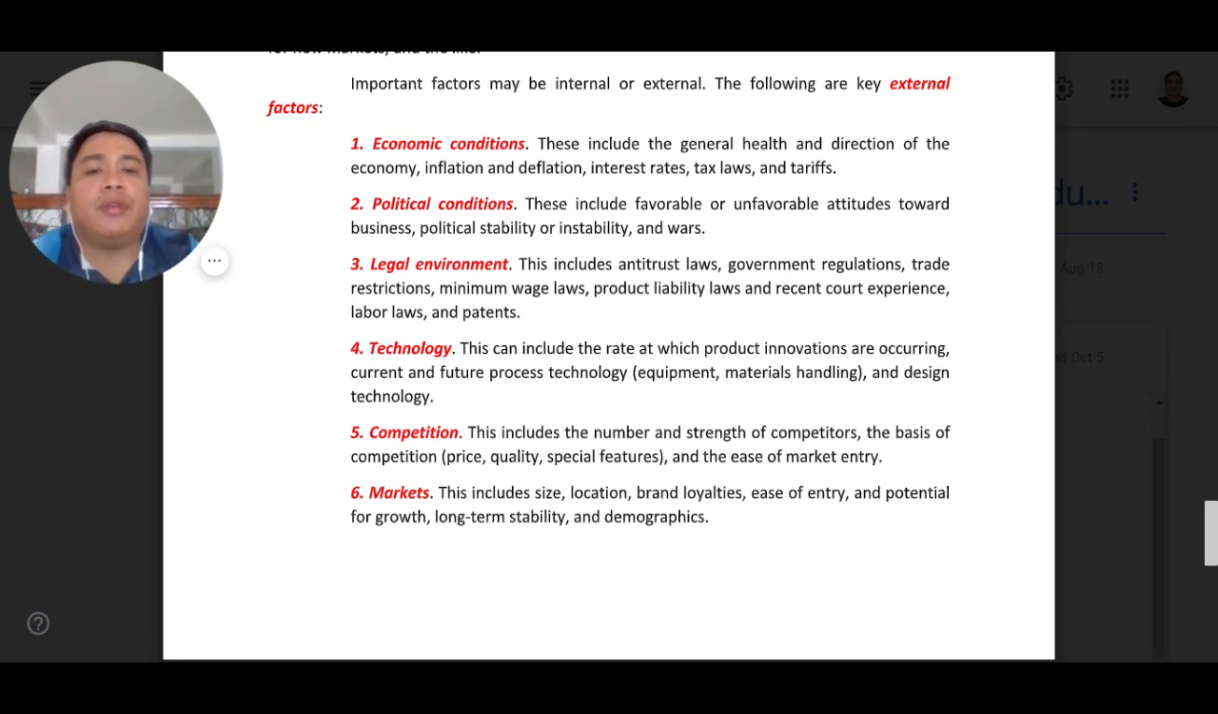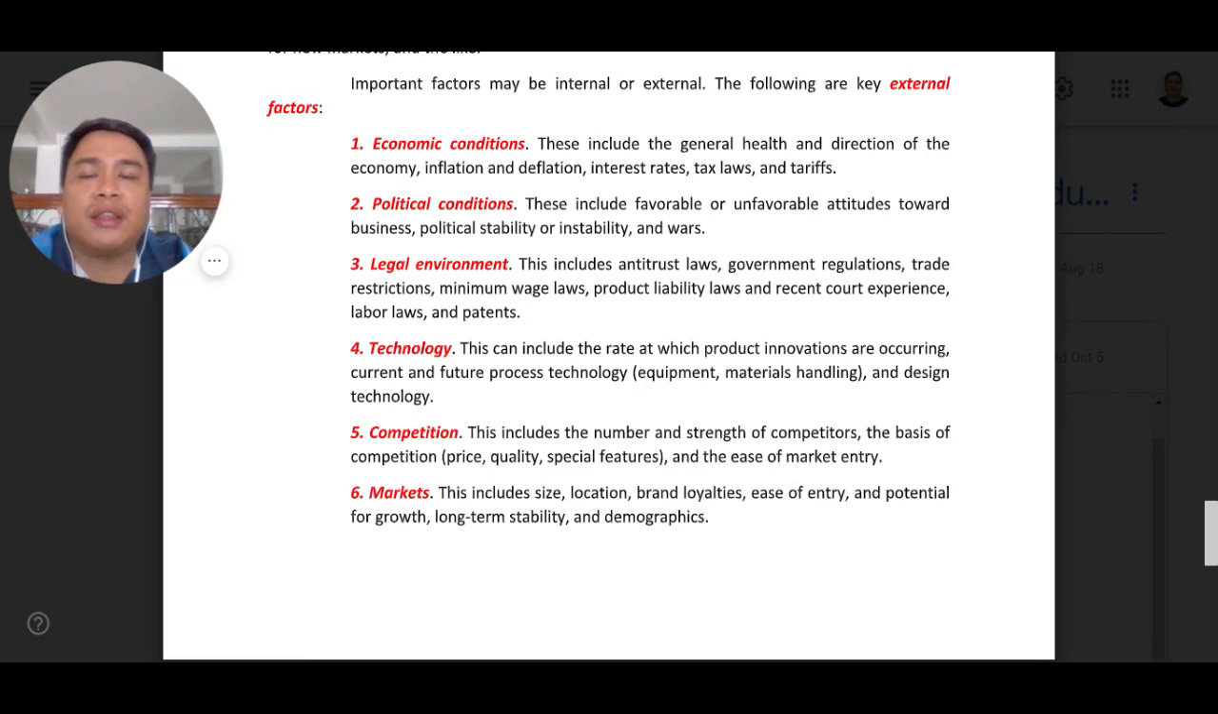Then, the legal environment. Another is what are the government regulations in terms of paying taxes, trade restrictions, minimum wage laws, product liability laws, recent court experience, labor laws, and patents. So, in the legal environment, how can certain laws of a certain local government unit help a business? For example, I'm not biased, but I notice that more people do business outside Metro Vigan, and outside Vigan, there are only a few here in Vigan.